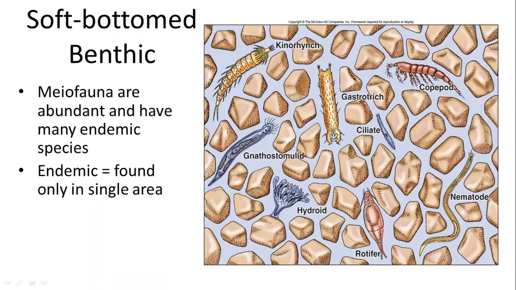The meiofauna are very abundant and are also very diverse in this area because the particle size of the substrate is big enough that lots of little organisms can live within it, and it's diverse enough that you have a diversity of habitats and lots of different organisms can specialize in different areas. So you have lots of little species which are interacting in ways we talked about with ecology. There are lots of endemic species which are only found in that specific area, not in other areas.